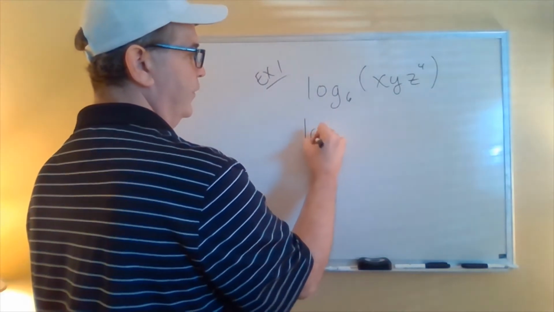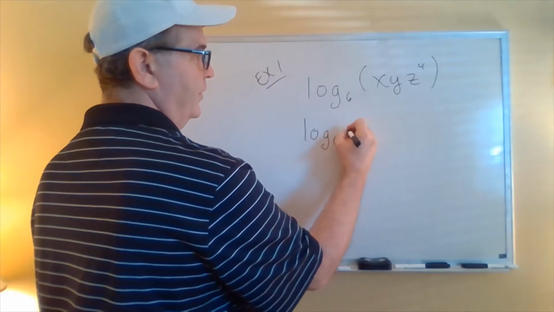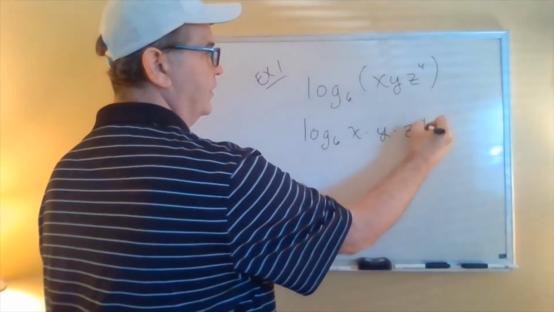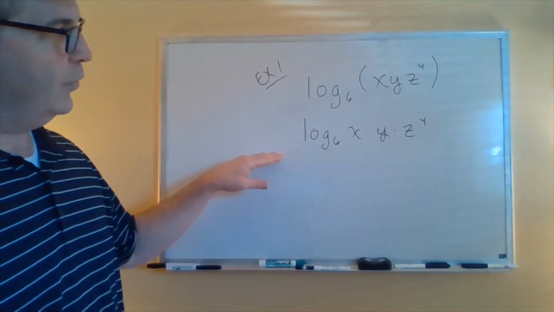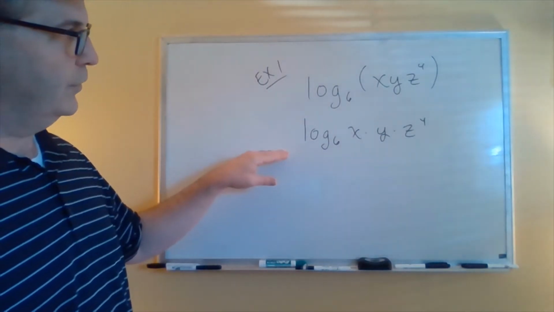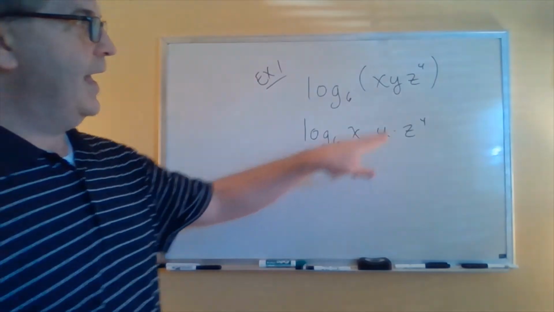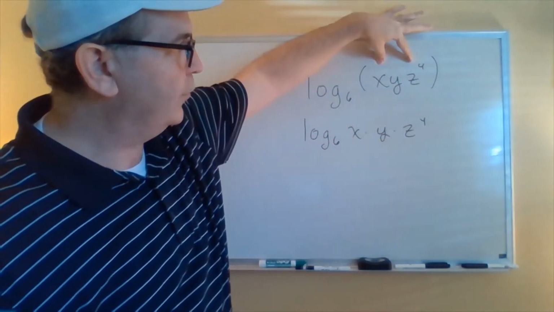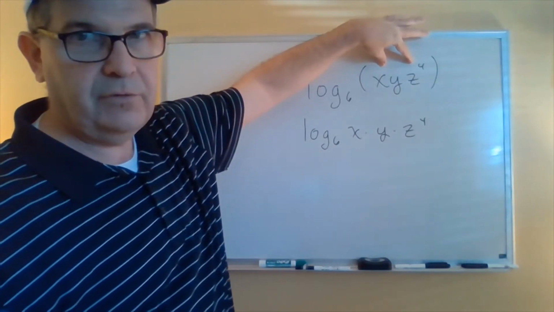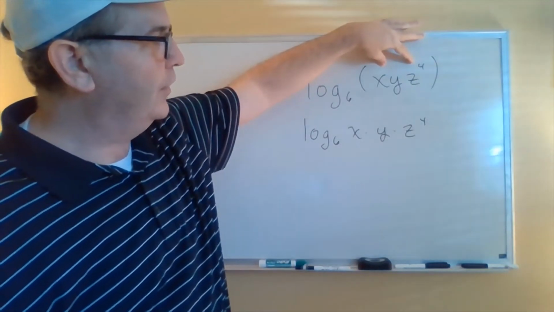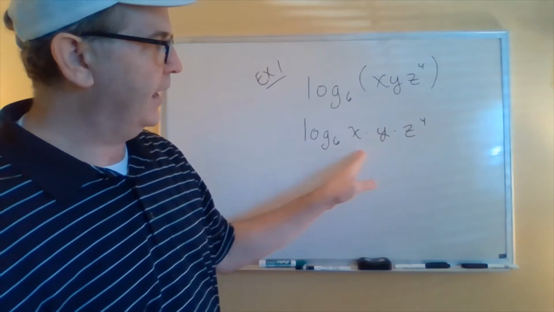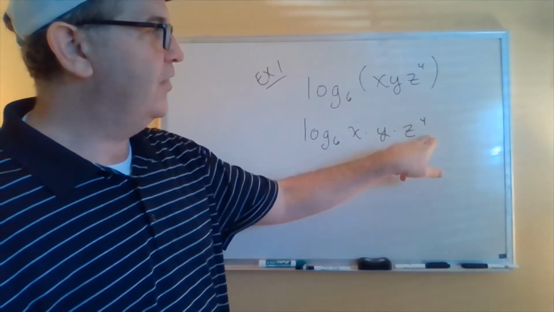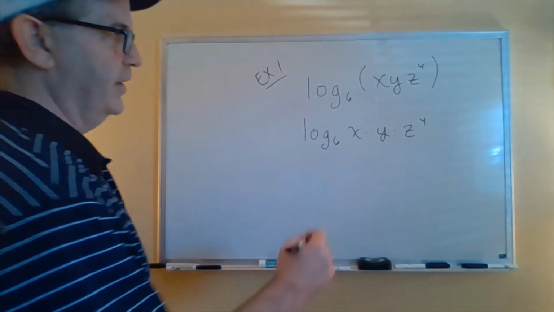So what we have here is log base 6 of x times y times z to the fourth. So the first property I'm going to use is the product property. Had that exponent of 4 been to this entire expression here, I would use the power property first. But it only belongs to the z, so I'm going to break it into x times y times z to the fourth, and I'm going to use the product property first. Then I'm going to use the power property on that z.